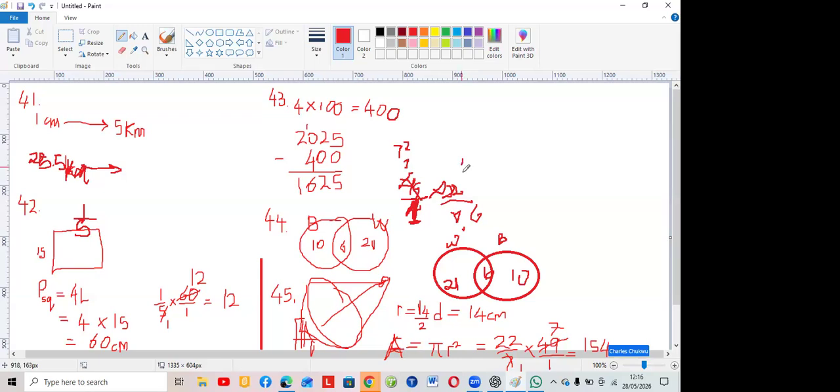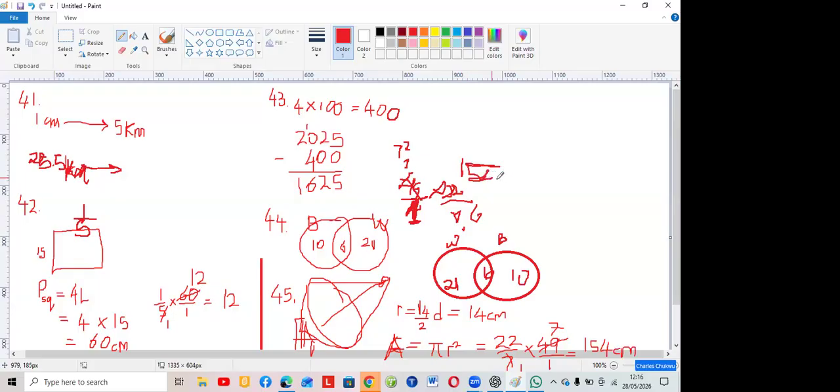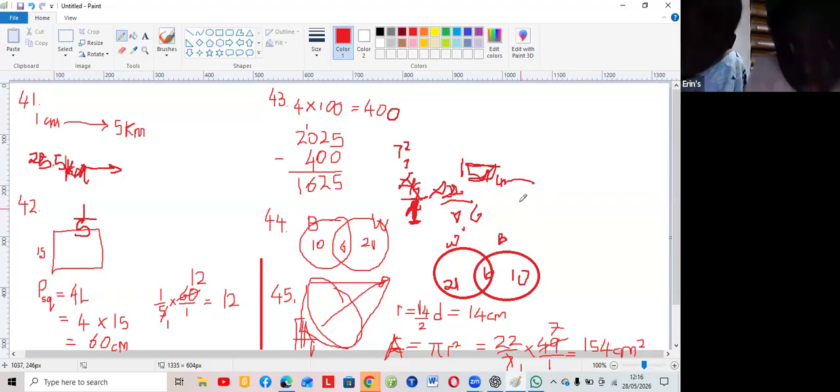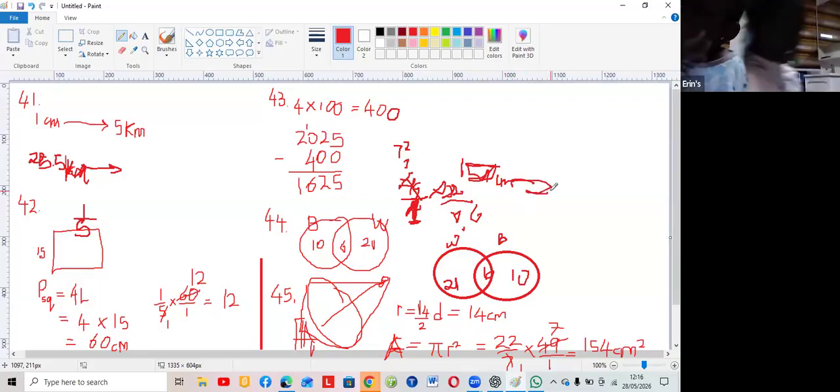154. Don't forget that it is cm squared, right? Yeah. What is the answer? 154 cm squared. Was it not just the area they asked for?